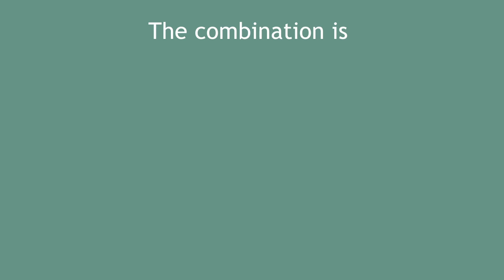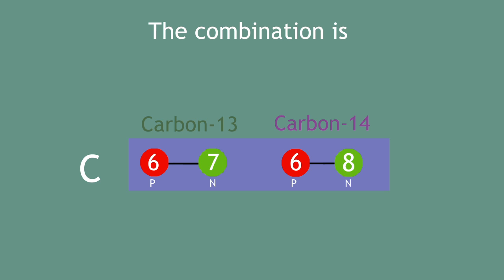The correct combination was C. A carbon-13 isotope has 6 protons and 7 neutrons, whereas a carbon-14 isotope has 6 protons and 8 neutrons. I hope you got it right.